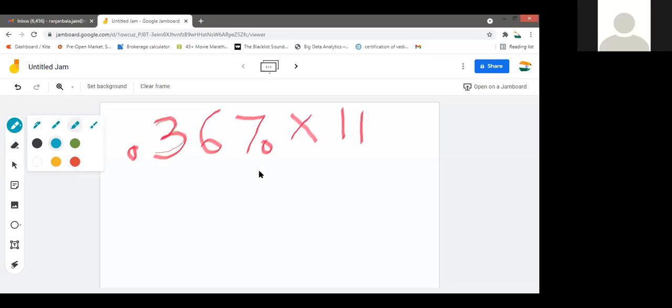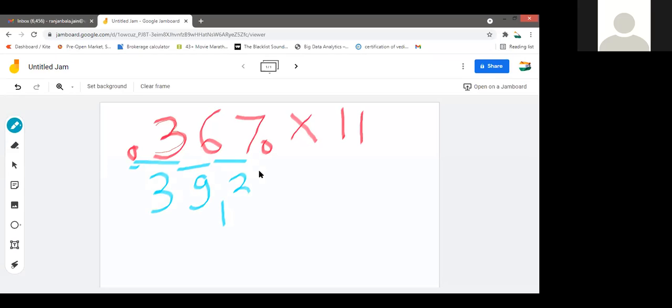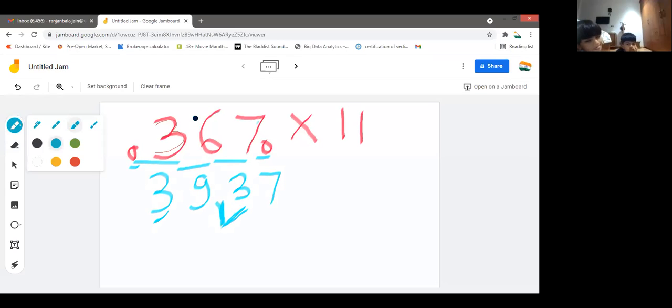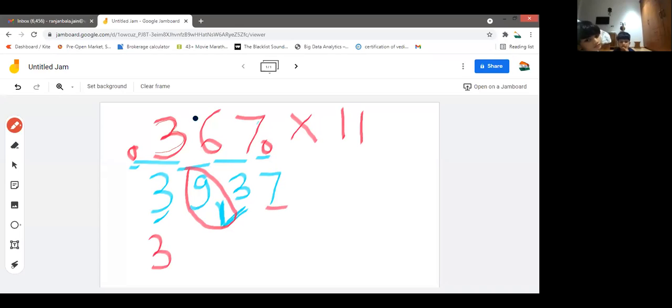Listen carefully. 0 plus 3, 3. 3 plus 6, 9. 6 plus 7, 13. You write like this. 7 plus 0, 7. What I have done is clear? 0 plus 3, 3, 3 plus 6, 9, 6 plus 7, 13. And how have I written 13? 1 is written in subscript form like that, so that it will be clear to you that this is to be added with the 9 and 7, right?